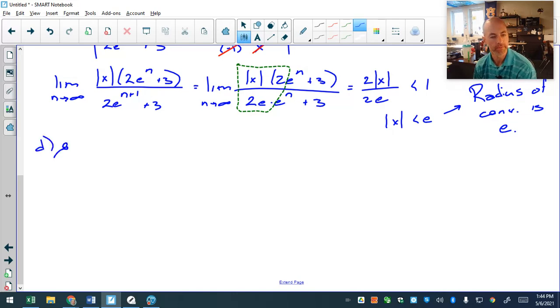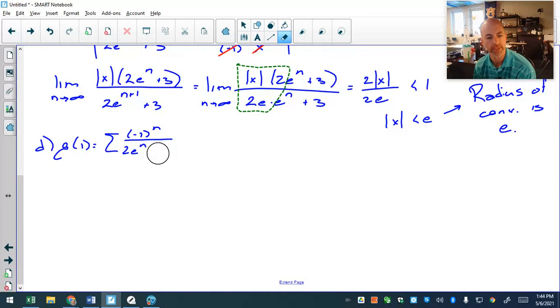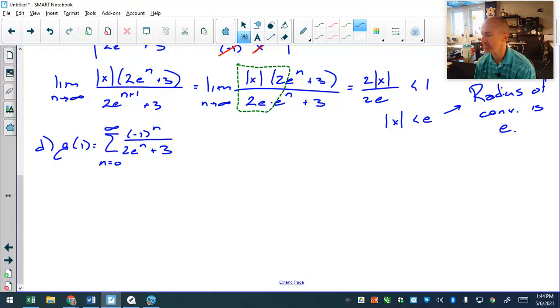So G of 1, which is the series sum of (-1)^n over 2e^n + 3. Ooh, let's not confuse that plus 3 with being part of the exponent. And we're going from 0 to infinity. So what they say is the first two terms are used to approximate G of 1. So my first two terms, when I plug in 0, that's going to be 1 over 5 and it will alternate, minus 1 over 2e plus 3, 2e to the first plus 3.